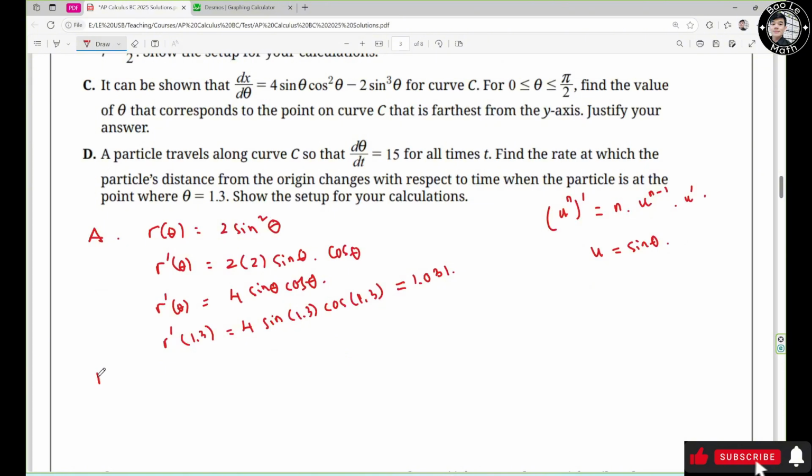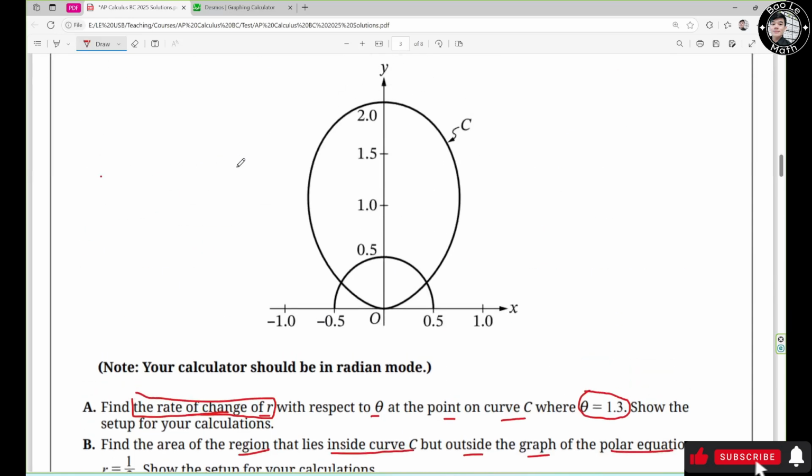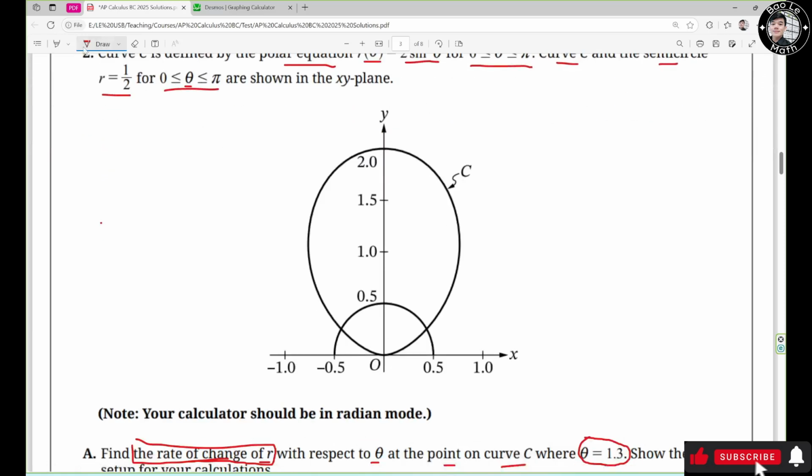Alright, question B. Find the area of the region that lies inside the curve C but outside the graph of the polar equation r equals 1/2. Alright, so it's going to be this region right here.